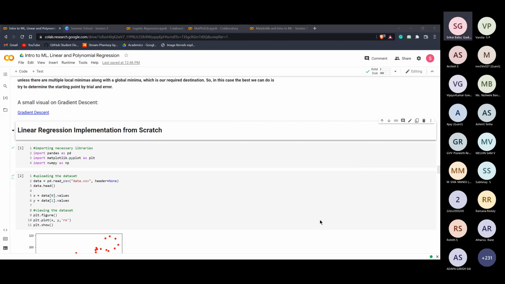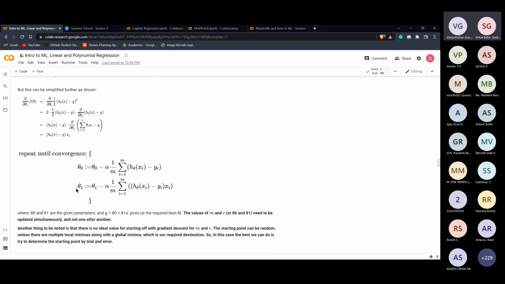Feel free to unmute or put it in the chat box. Could you please give a small explanation about the two equations? What are these two equations?